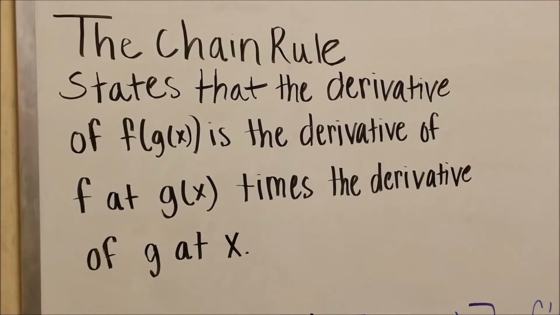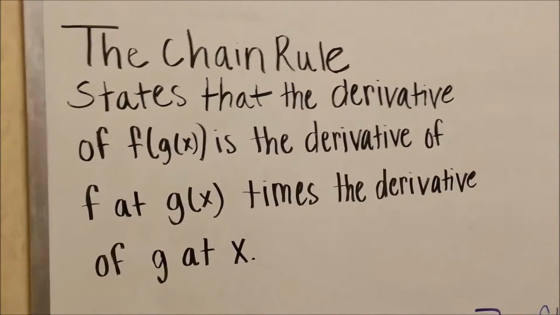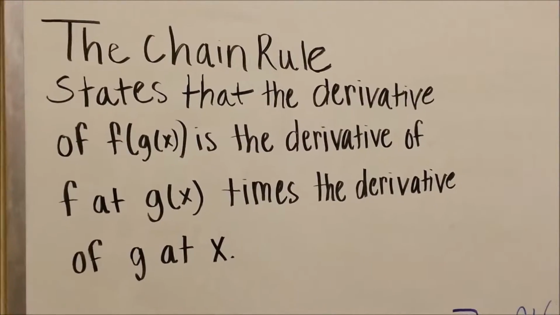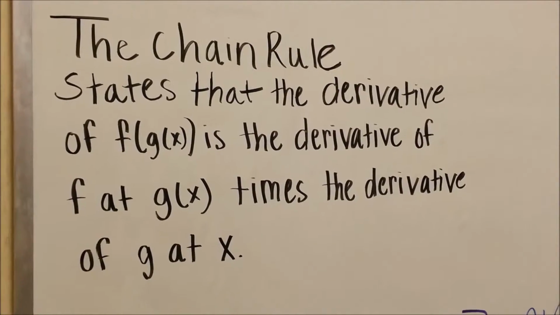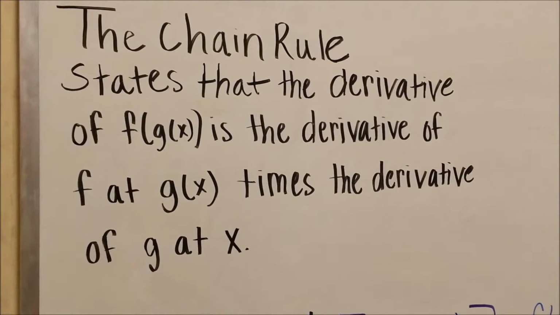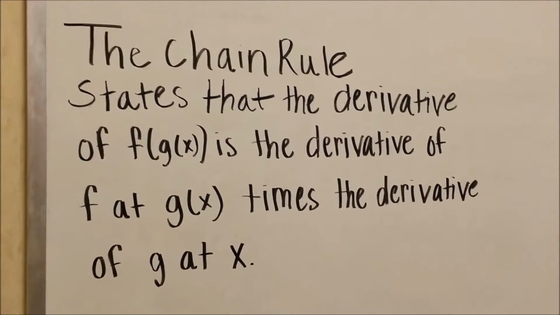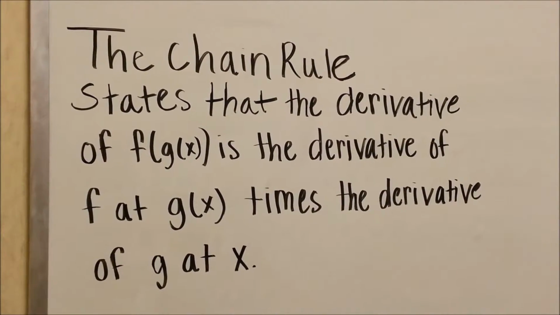The main goal of using the chain rule is to take the derivative of a composite function. The chain rule states that the derivative of f of g at x is the derivative of f at g of x times the derivative of g at x.